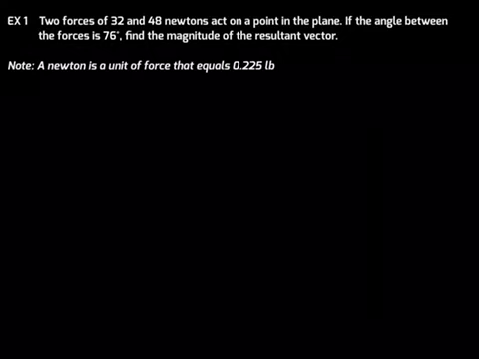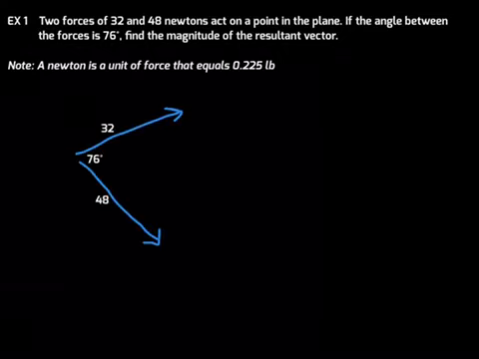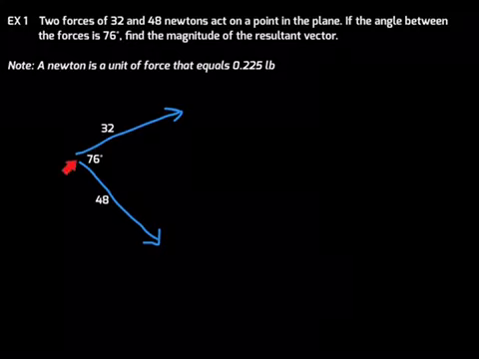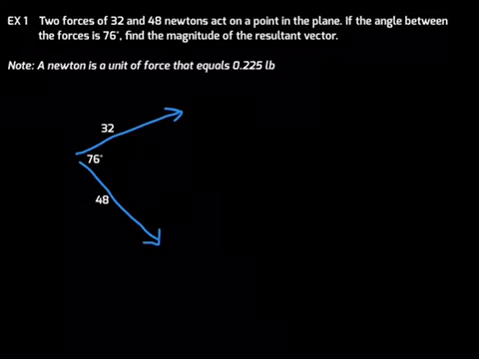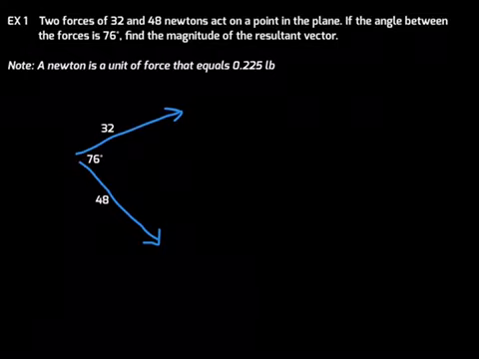All right, this is what I'm going to do. I'm going to draw a sketch. So here I have my two forces, which are vector quantities, 32 and 48 newtons. I have this vector here of 32 newtons, and then this vector here of 48 newtons. The angle between the forces is 76 degrees. They want us to find the magnitude of the resultant vector.